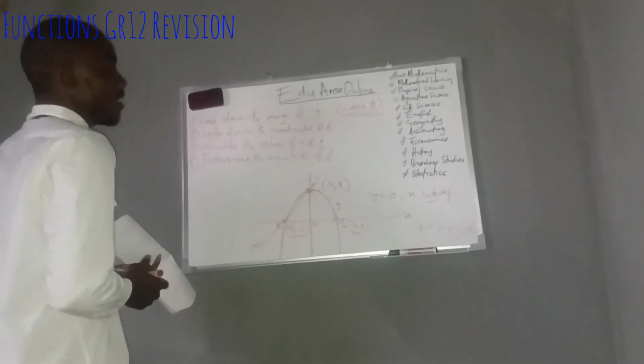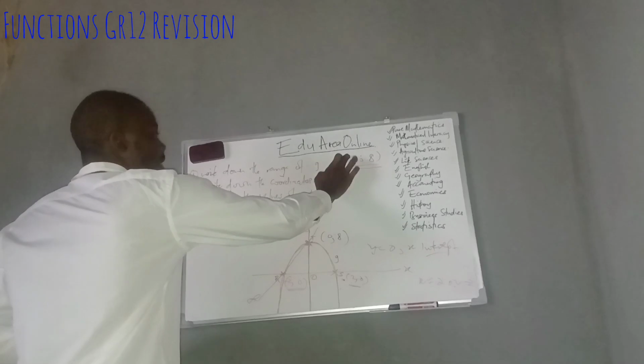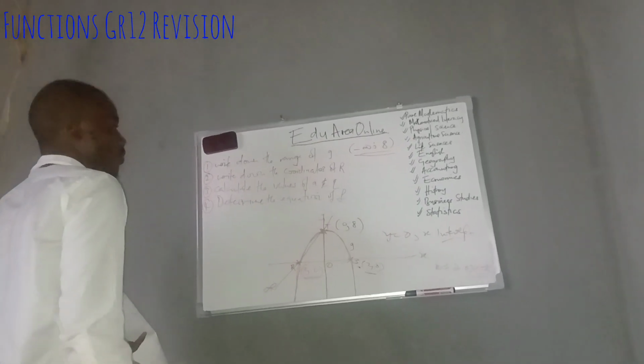And remember, what is the range? It is the difference between the minimum point and the maximum point. That's what we call the range.